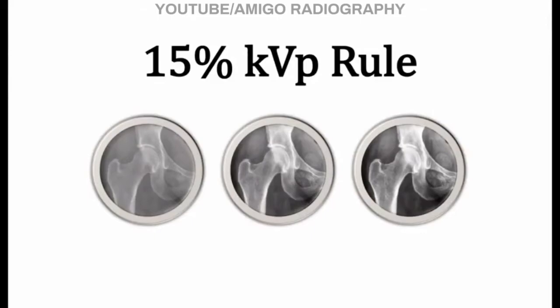This lesson is about the 15% kVp rule. It's usually used to control contrast while at the same time maintaining receptor exposure. So here's how the rule works. If we increase kVp by 15%, our mAs must decrease by half in order to maintain the same exposure. If kVp decreases by 15%, our mAs must increase by double in order to maintain the same exposure. So let's look at a few sample problems and see how this works in practice.